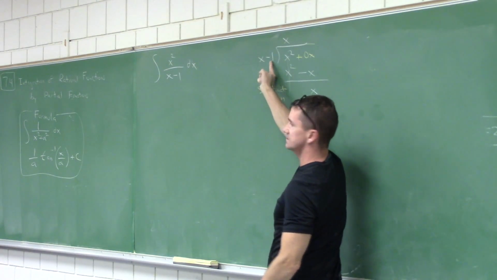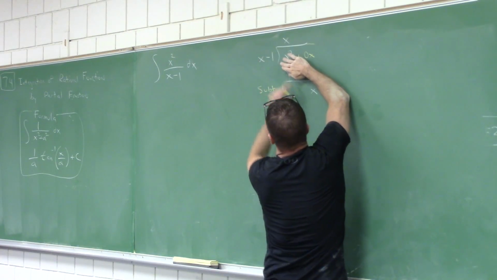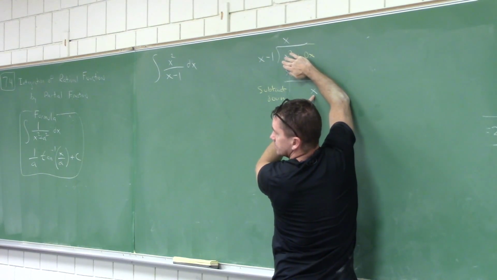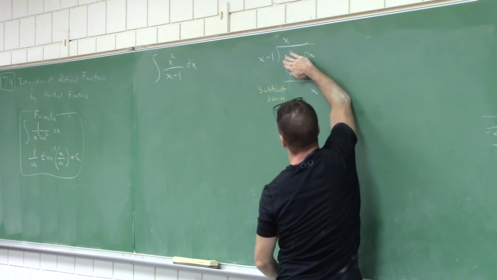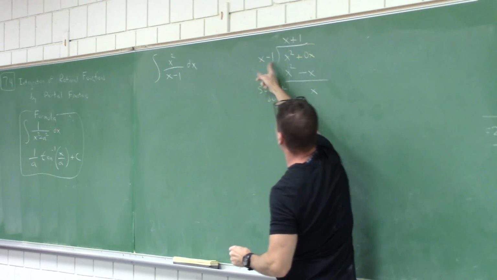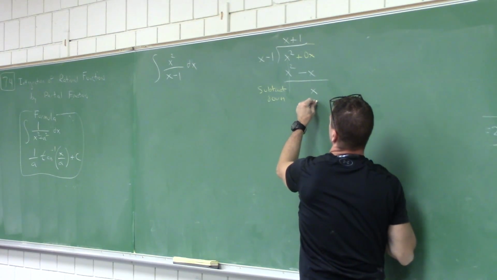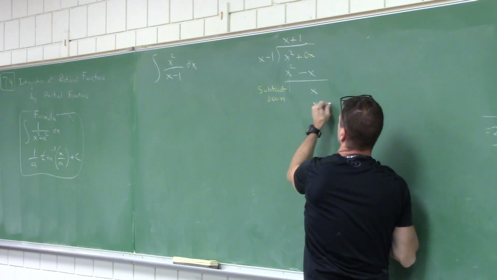Look at this, and look at this. Hide all the other notes. Hide this too. X times what equals x? Times a 1. Right? So x plus 1. Now you multiply that 1 to both these parts. What's 1 times x minus 1? X minus 1.